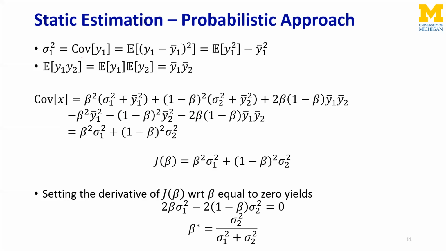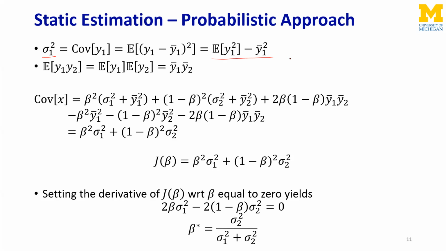We use the fact that the covariance of y1 is sigma 1 squared, and that sigma 1 squared, using the definition of covariance, is equal to this term. And similarly for sigma 2. And finally, assuming that y1 and y2 are independent, then the expected value of y1 y2 is simply the expected value of y1 times the expected value of y2, which we know as this.